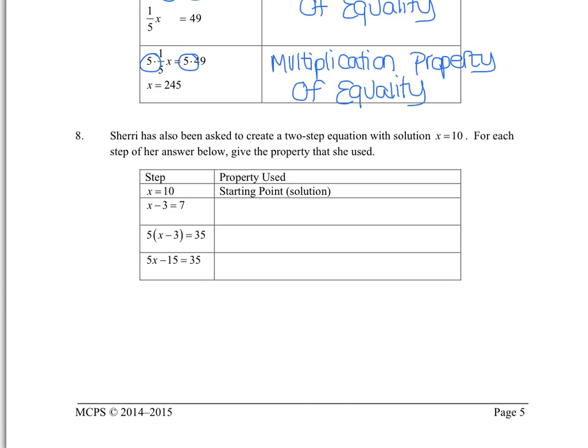All right, and for question 8, Sherry has also been asked to create a two-step equation with solution x equals 10. For each step of her answer below, give the property that she used. So she started with x equals 10, and then she subtracted 3 from x, and clearly subtracted 3 from 10 to get 7. So she used the subtraction property of equality.